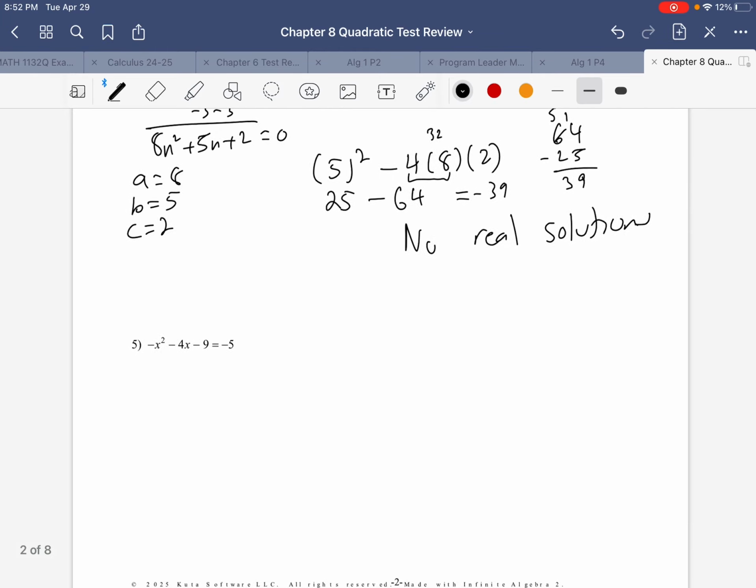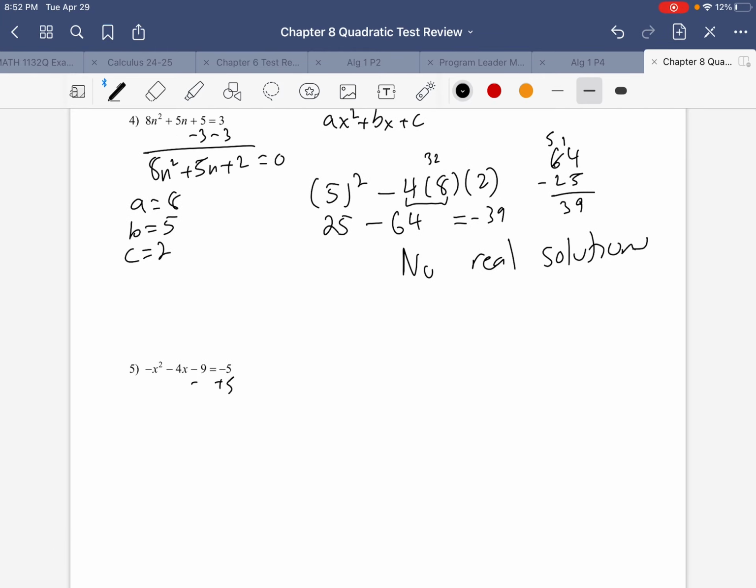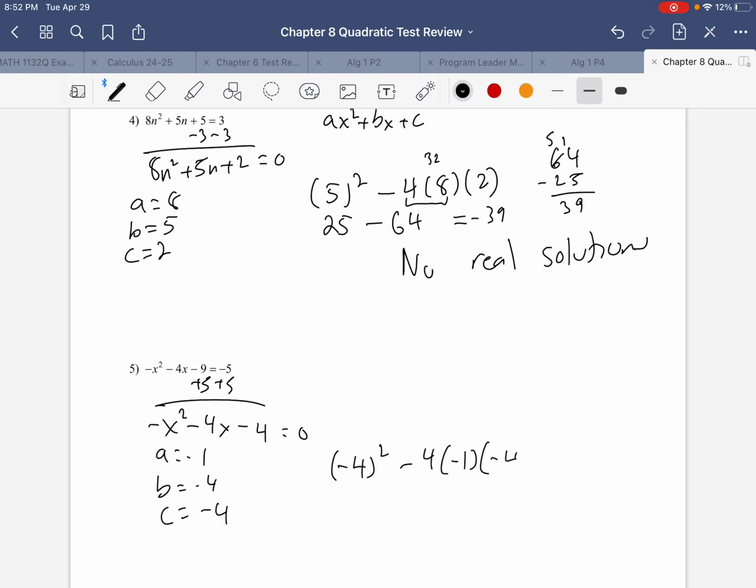All right, so on this next one here, when I have to add 5 on both sides of the equation, negative x squared minus 4x minus 4 equals 0. A equals negative 1, b equals negative 4, c equals negative 4. This is going to look like negative 4 squared minus 4 times a negative 1 times a negative 4. This is 16 minus 4 times negative 1 is negative 4, and then times negative 4 is a positive 16, so it's 16 minus 16. This is 0. There's one real solution.